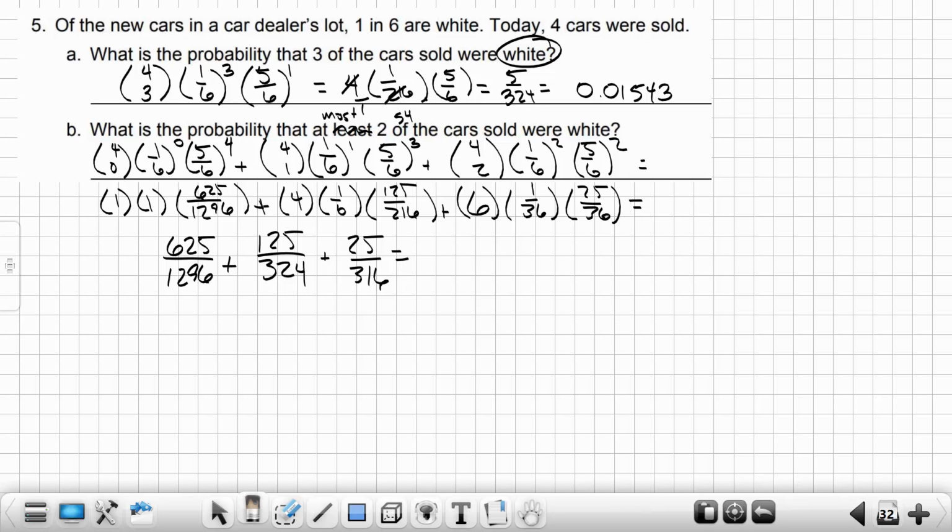the left exponent, how I took it, was the success, and our success is getting a white car. So the first one is a success, which means you got 0 successes and 4 non-successes, like 4 choose 0. Right.